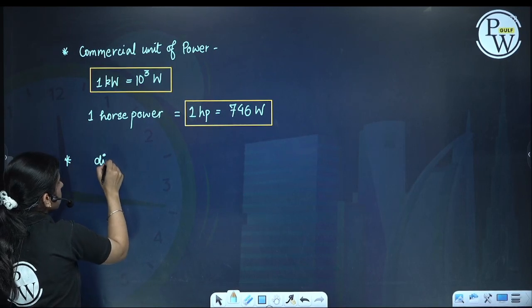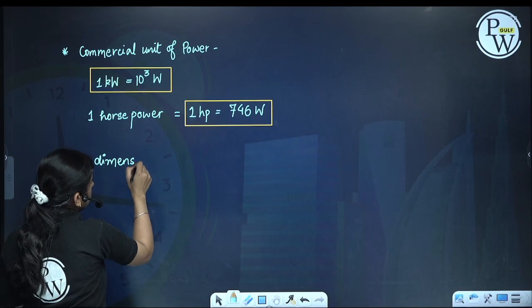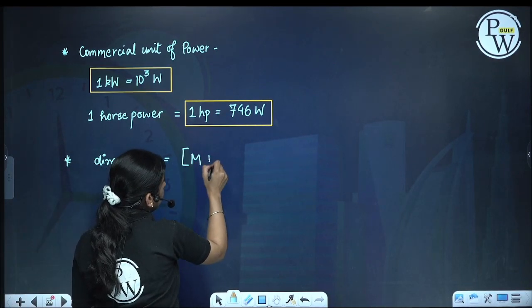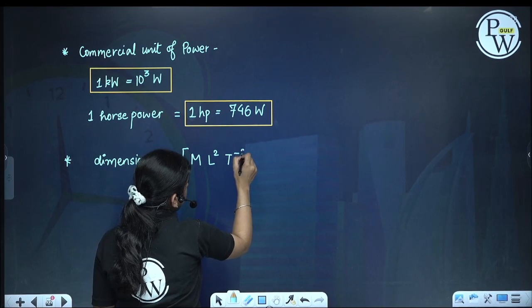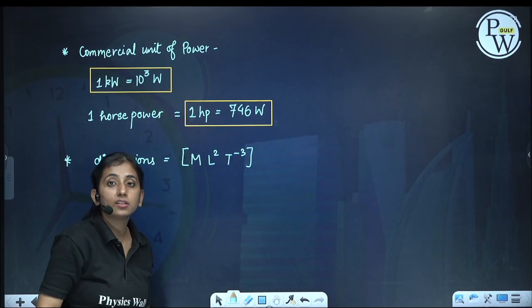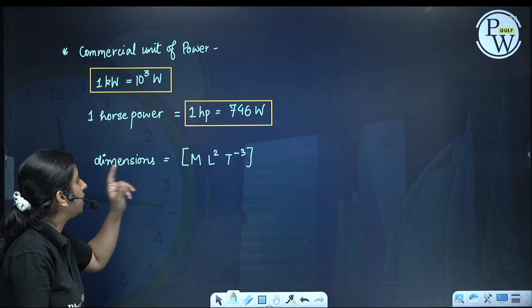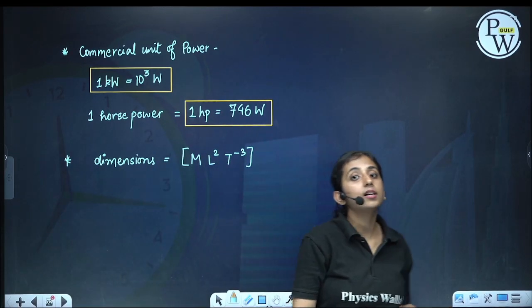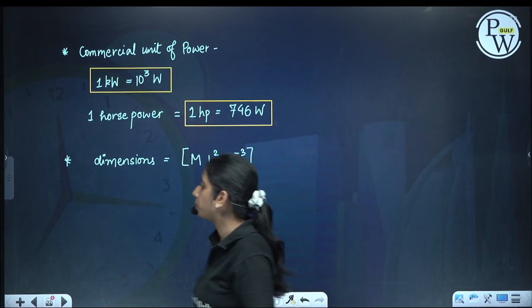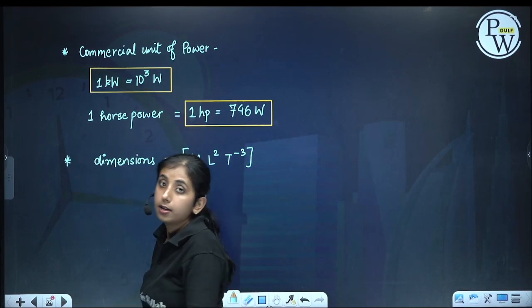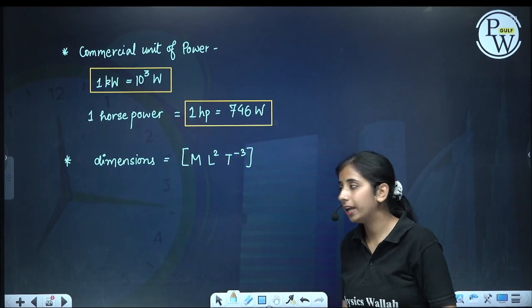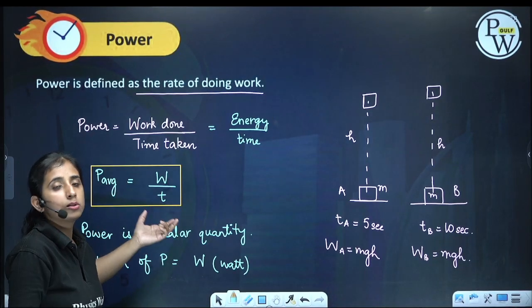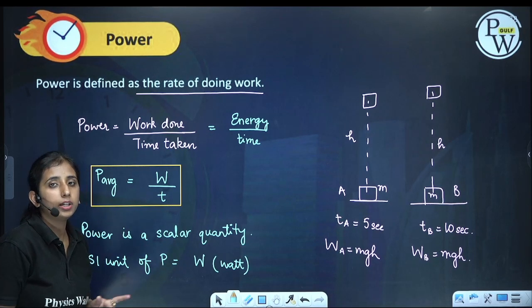Now dimensions. The dimensions of power will be work divided by time, so ML^2T^-3. Work done is a scalar quantity, so power will also be a scalar quantity. Now average power is total work done, or total energy consumed or delivered, per unit time.